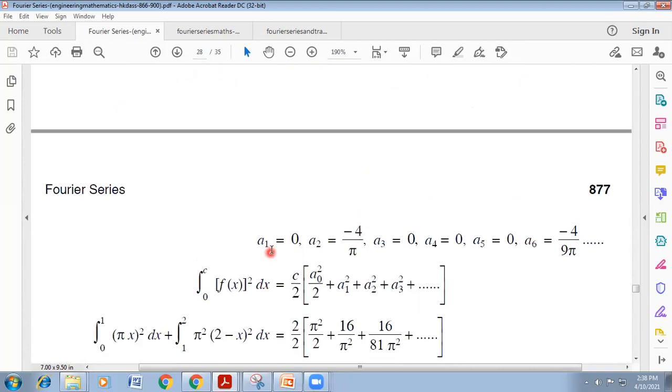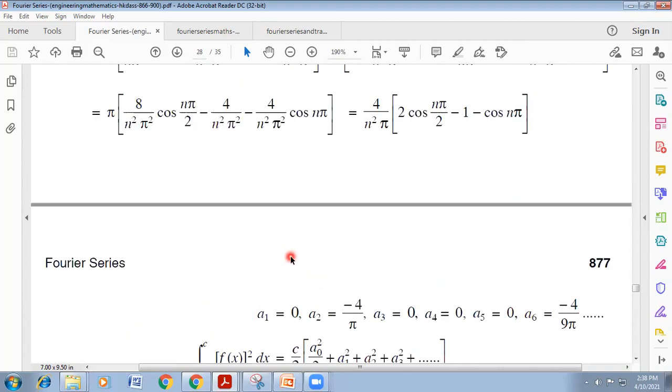Now if n equals 1, that means odd. Putting n equals 1 here, this will become cos pi by 2. Cos pi by 2 means cos 90 degrees, which is 0. So this will become 0 minus 1 minus cos pi. Cos pi equals minus 1. So minus 1 minus minus 1, plus 1 and minus 1 will be 0. This is why a1 equals 0.